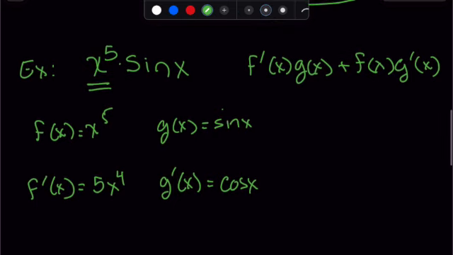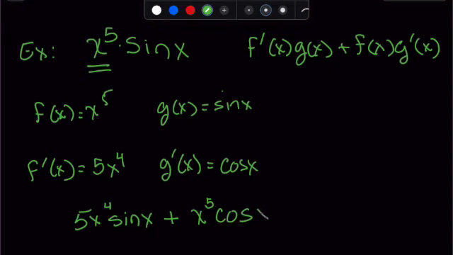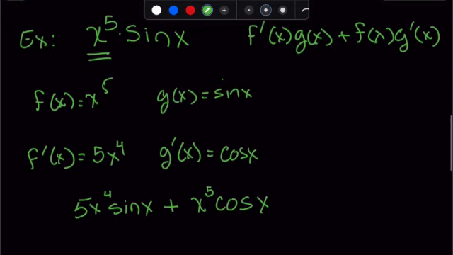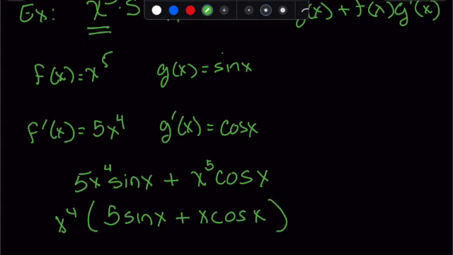So let's just go ahead and plug them in. So f prime is 5x to the fourth times our regular g, which is sine of x, plus our original f, x to the fifth, times g prime of x, which is cosine of x. So most teachers will just let you leave the answer like this, but if you want, you can realize that both terms have an x to the fourth in common, and you can factor one out. So either answer should be acceptable, but this will be in its simplest form.